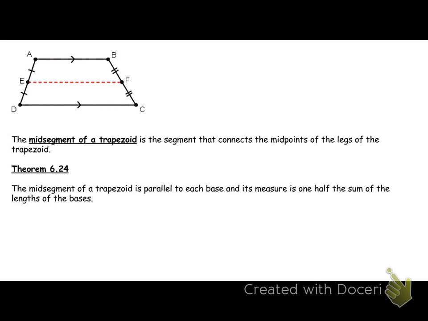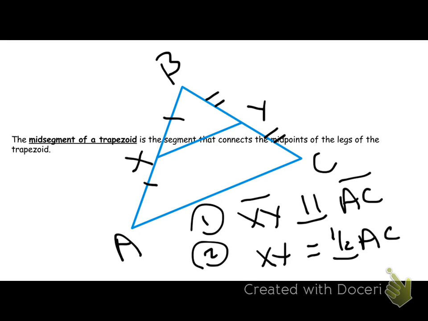EF doesn't look half the size of DC. You're right, and it's not. Back to your question: XY is the midsegment because it connects the midpoints of AB and BC. XY is parallel to AC, and XY is half of AC.